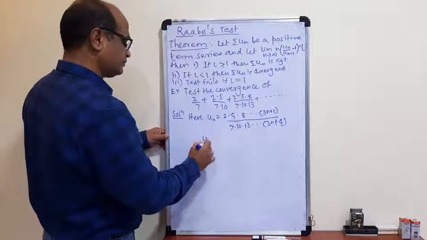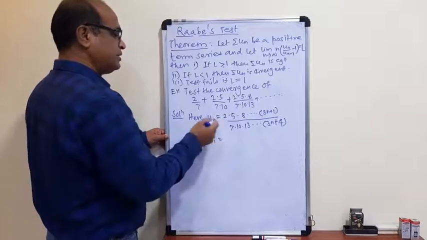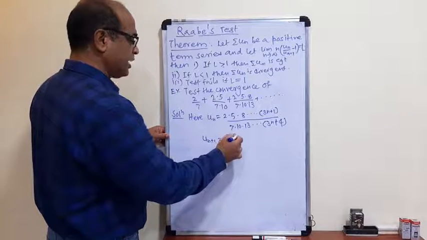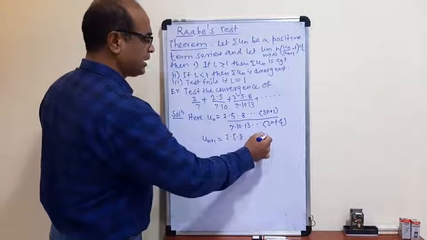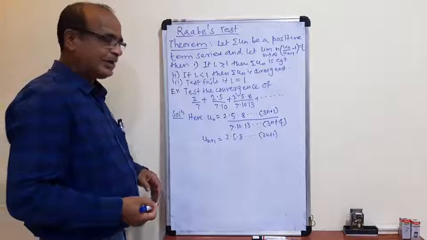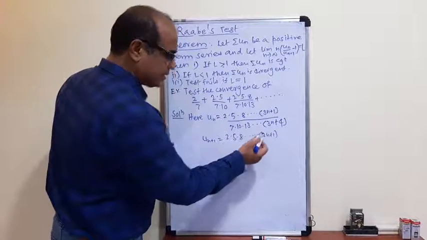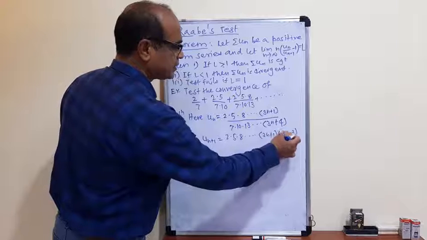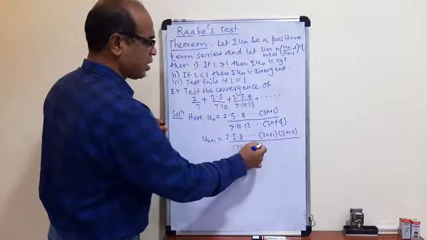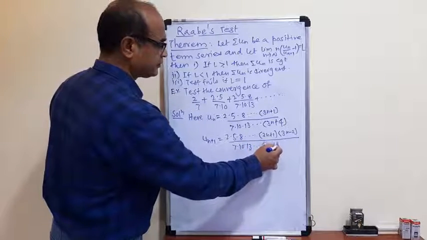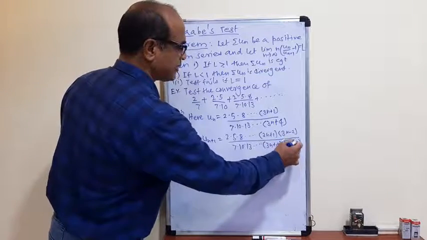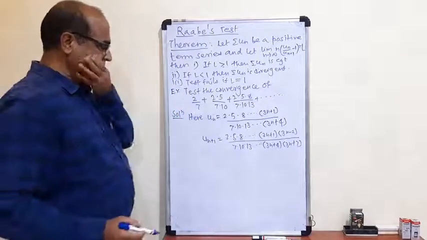So what is un plus 1? Similarly, put n is equal to n plus 1, then you get the n plus 1th term. So that is 2 into 5 into 8 and so on, 3n plus 1, divided by 7 into 10 into 13 and so on, 3n plus 4, and the next term here, 3n plus 7. Okay, so this is un and this is un plus 1.